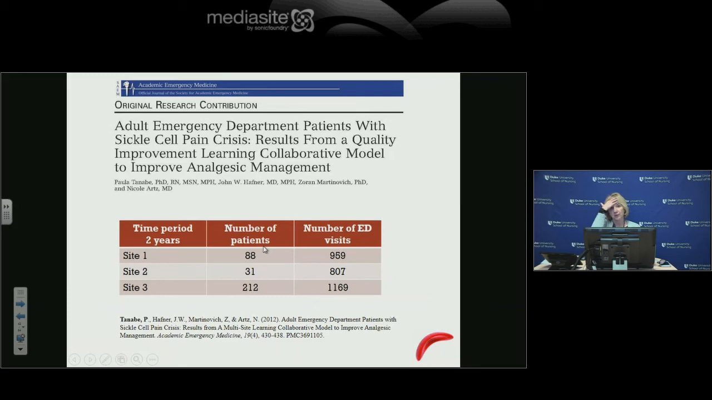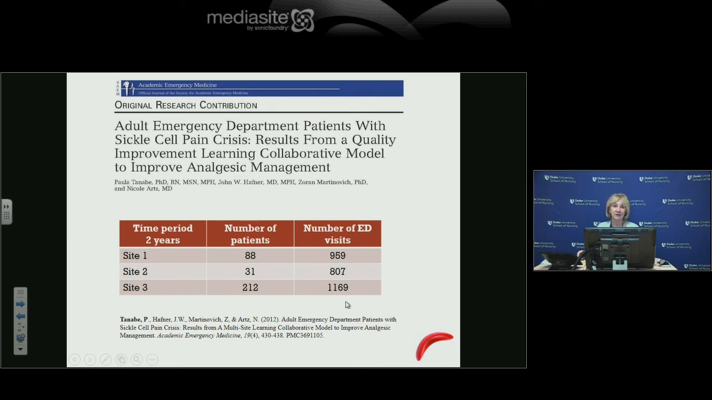So we have done some work in this area, and this was a project with 3 emergency departments back in Illinois. I just wanted to highlight this finding, over a period of about a year and a half or 2. What should immediately stand out to you is that there was one site with very few sickle cell patients and a whole lot of visits over the time period.